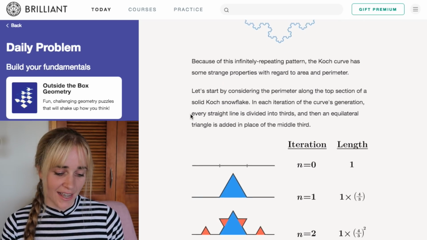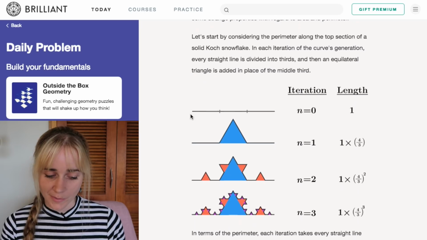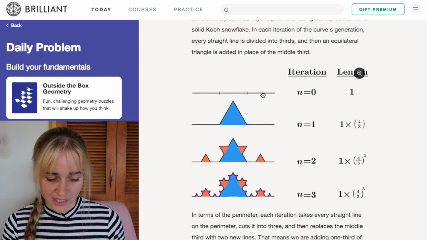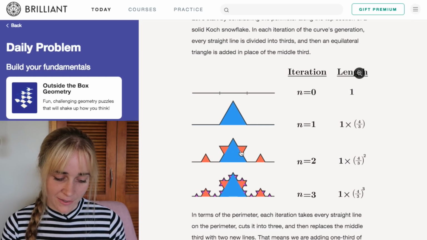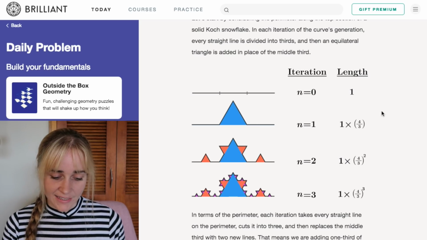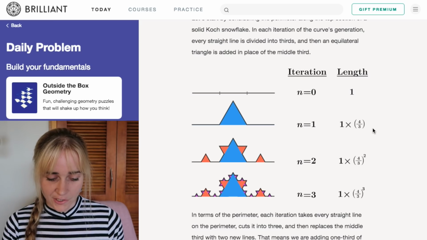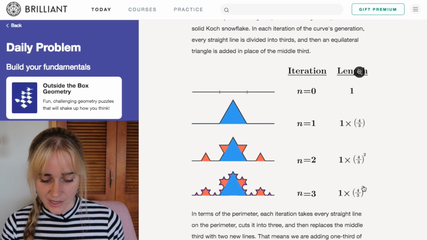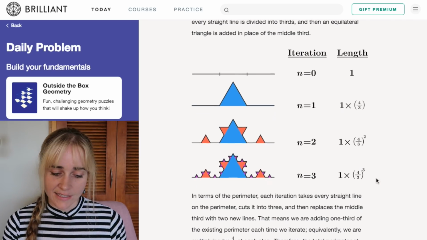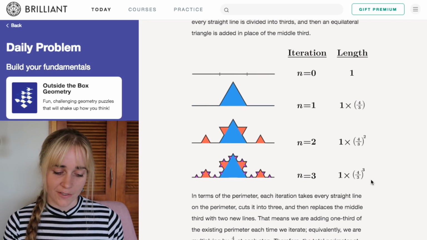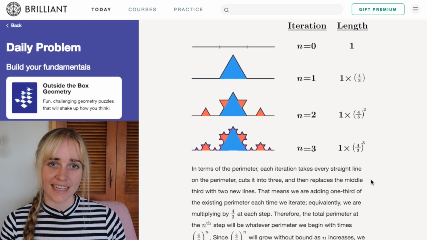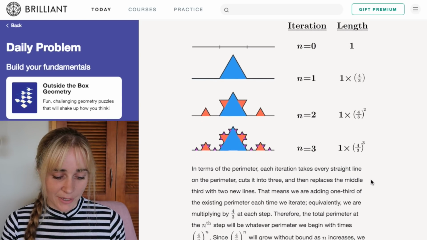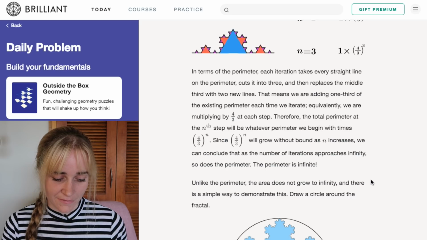So if we look at how its perimeter is changing for each generation, we can see we add this equilateral triangle onto each edge, and the perimeter of the shape changes by a factor of 4/3 each time, it looks like. And it's going to keep going like that forever. So the perimeter of this shape is actually infinite. However, its area is not infinite.